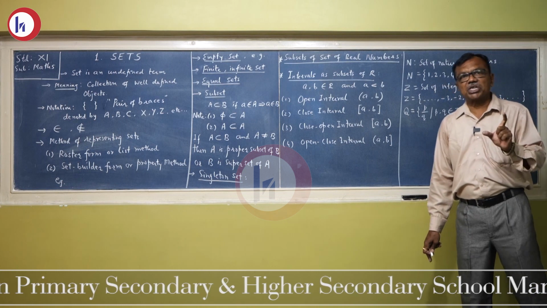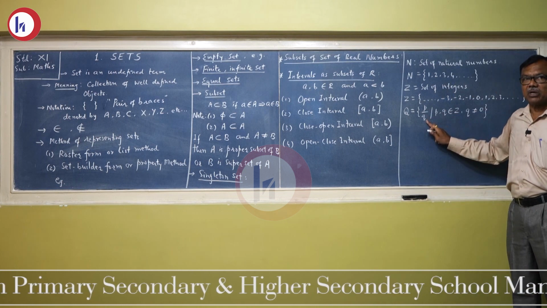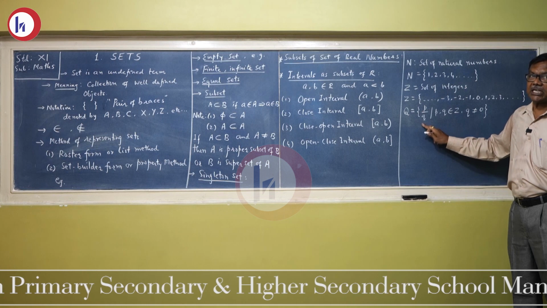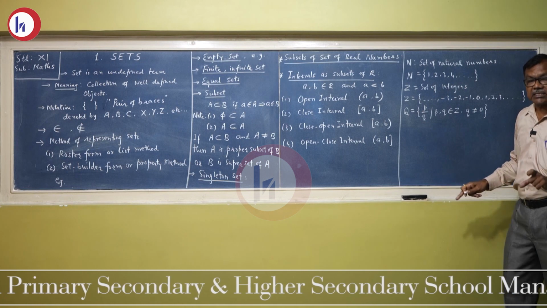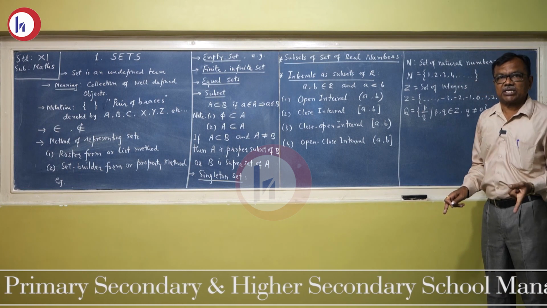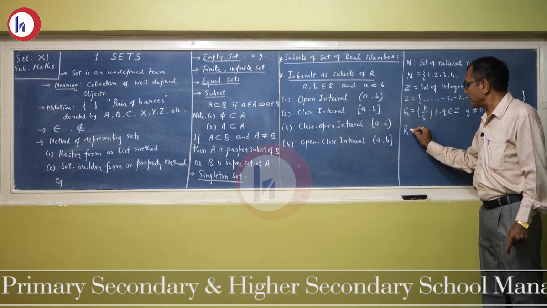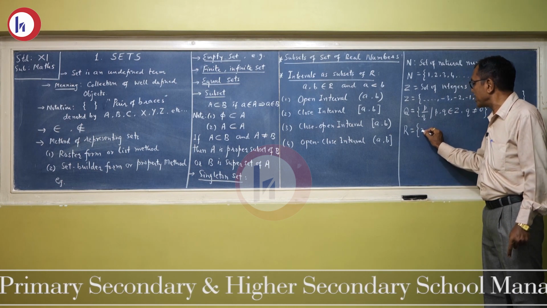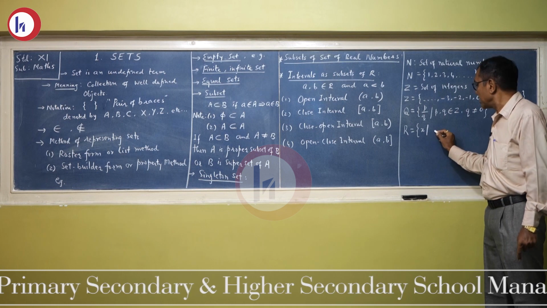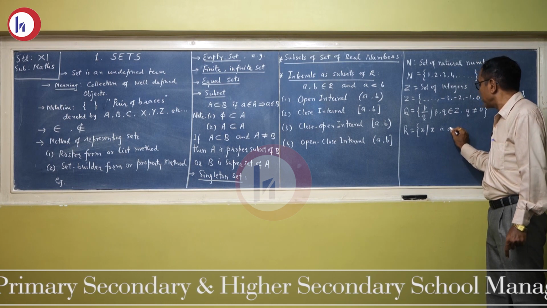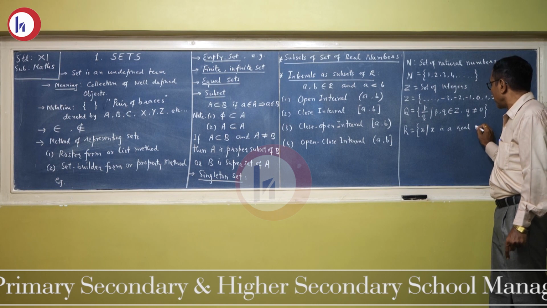All those numbers which cannot be put in the form of P by Q are called irrational numbers. The set consisting of rational and irrational numbers is known as the set of real numbers, where X is a real number.